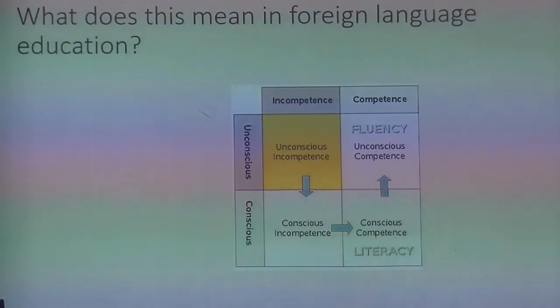You are aware that you don't know how to learn the language, and you begin to develop. You want to learn something from others. You want to make some kind of learning. And then you are aware of learning something. You are aware of using some vocabulary, and you can make some sentences. That's so-called conscious competence. That's what we call literacy. You know something there. You can master some of the language. You can use the language quite well.